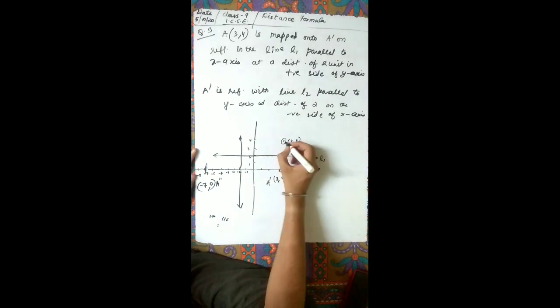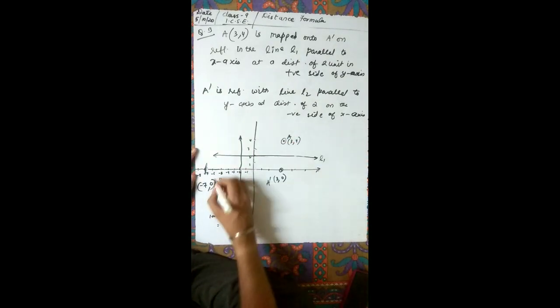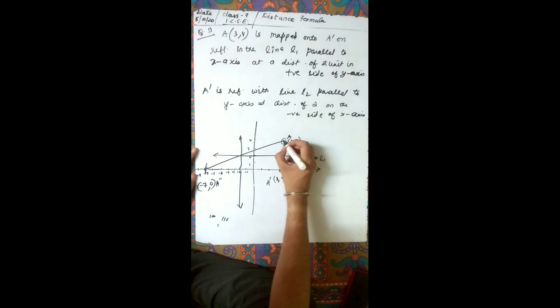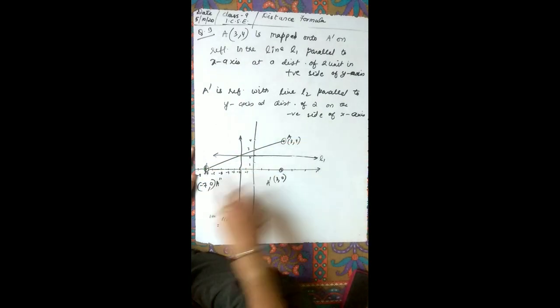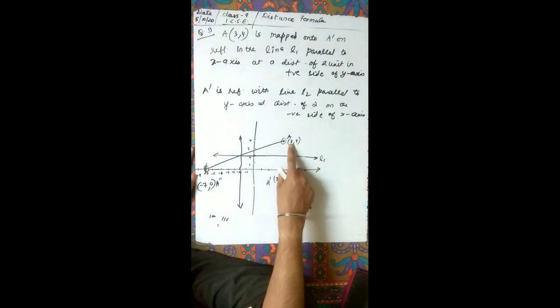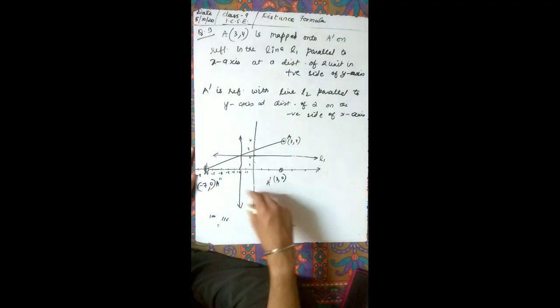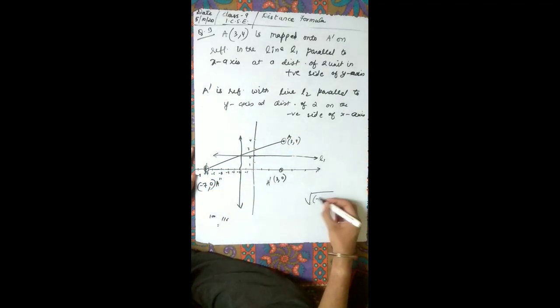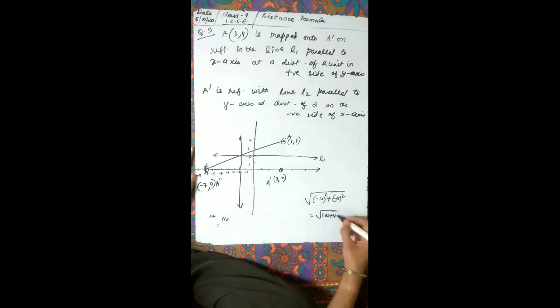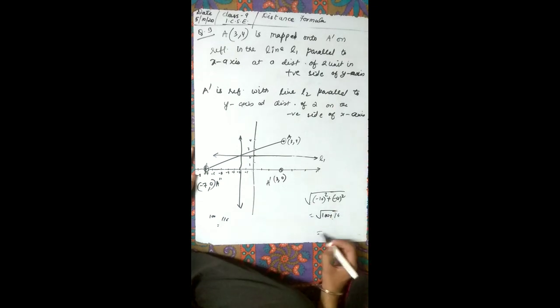Now you need to find the distance between A and A double dash. Can you find the distance? Yes: (-7 minus 3) the whole square plus (0 minus 4) the whole square. So it would be the square root of (-10) the whole square plus (-4) the whole square. This will be 100 plus 16, so 116. Now factorize this and you will get the answer.